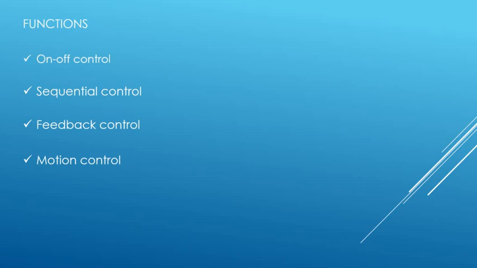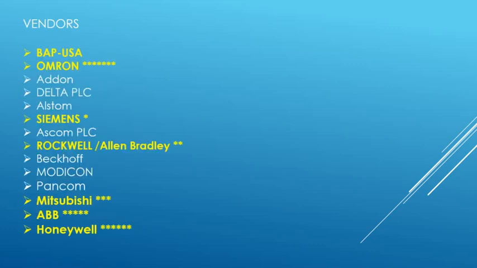So for motion control, some PLC are also used to control the precise movement of motors and actuators that will enable features like positioning and speed control in applications like robotics and conveyor systems. So you can use PLC for different functions.